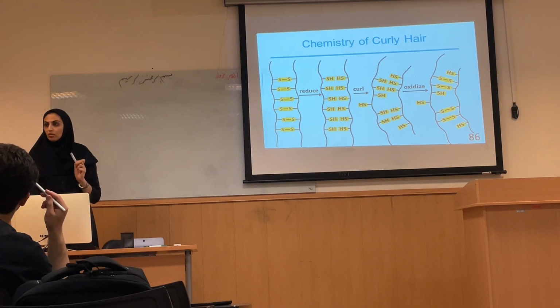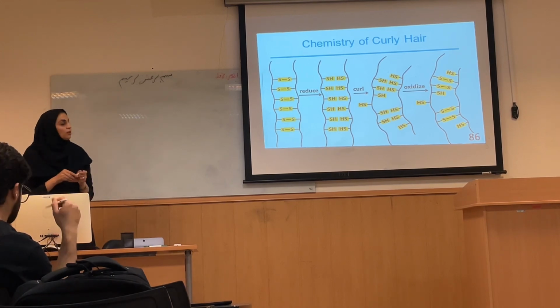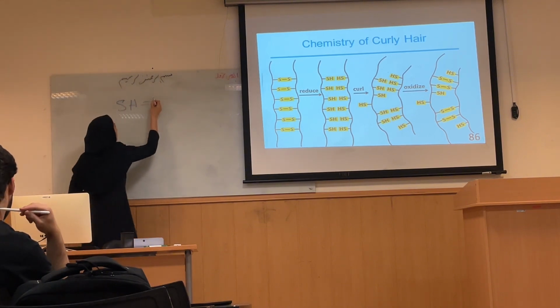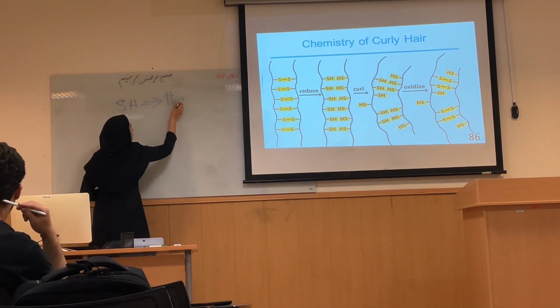After adding reducing agents, the disulfide bonds convert to what? Thiol. The SH of cysteine is thiol.